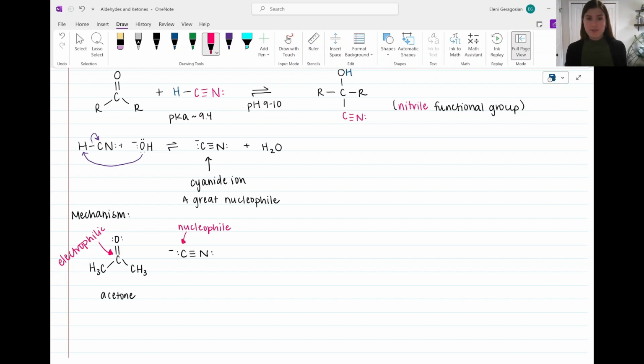So we have a nucleophile and an electrophile present in solution. They're going to bond together. I'll use this blue color to show the actual curved arrows for this. The nucleophile, the carbon with non-bonding electrons, creates a bond to the carbonyl carbon, which is electrophilic. It's lacking electrons. And then the pi bond between carbon and oxygen breaks.